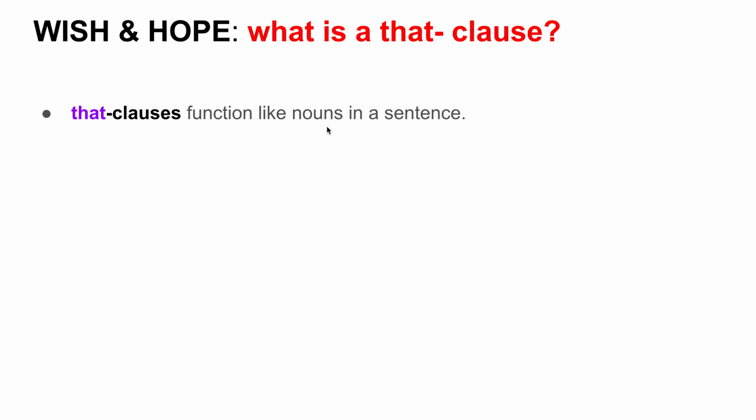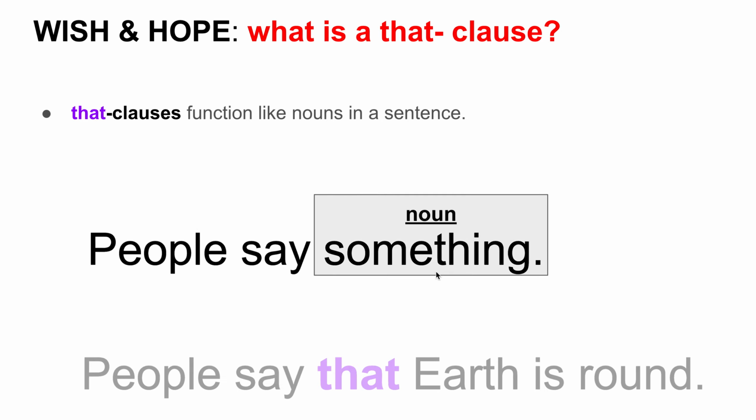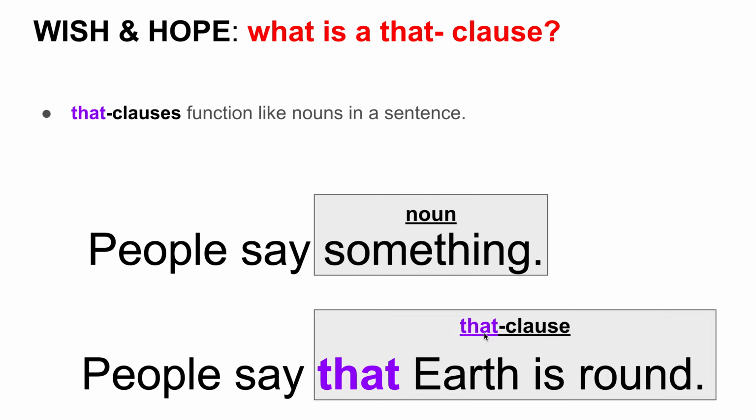That clauses function like nouns in a sentence. For example, people say something. Something is a noun. What do people say? What is that something people say? People say that earth is round. That earth is round is a that clause. If I replace something, a noun, with that earth is round, a that clause, you can see how a that clause functions like a noun in a sentence.